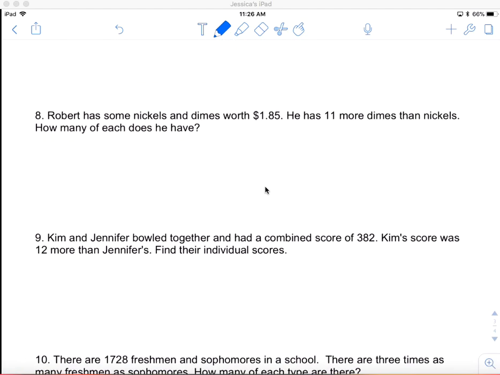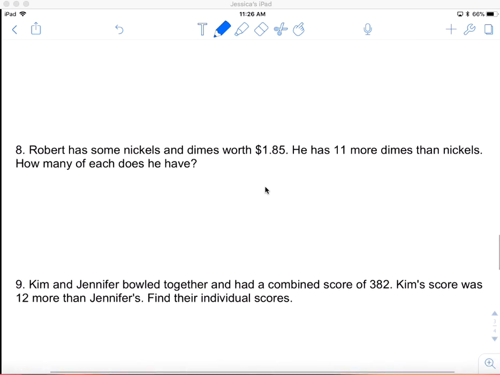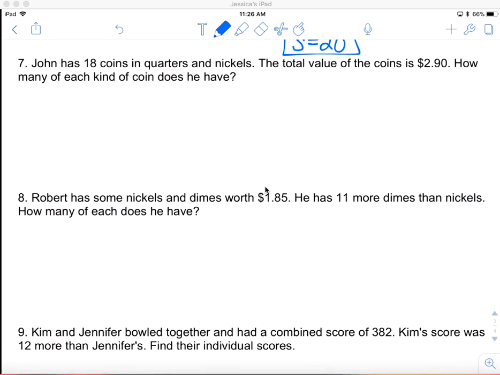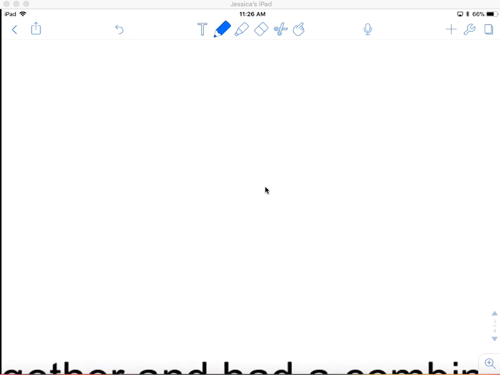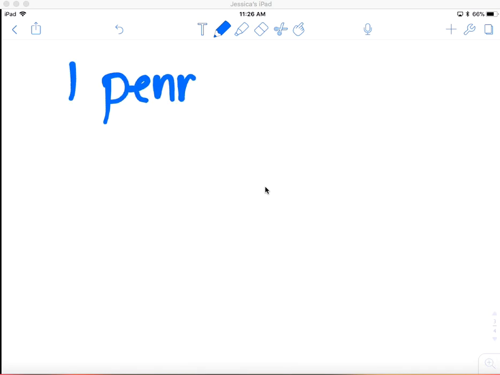Moving on to number 8, we're to our coin problem. And if you look at 7 and 8, they're both very similar because they're both dealing with coins. When you have your coin problem, it's super important that you remember how much a coin is worth. So let's talk about that for a second. If I have 1 penny, remember, is equivalent to 1 cent. That is 0.01, not 0.1.